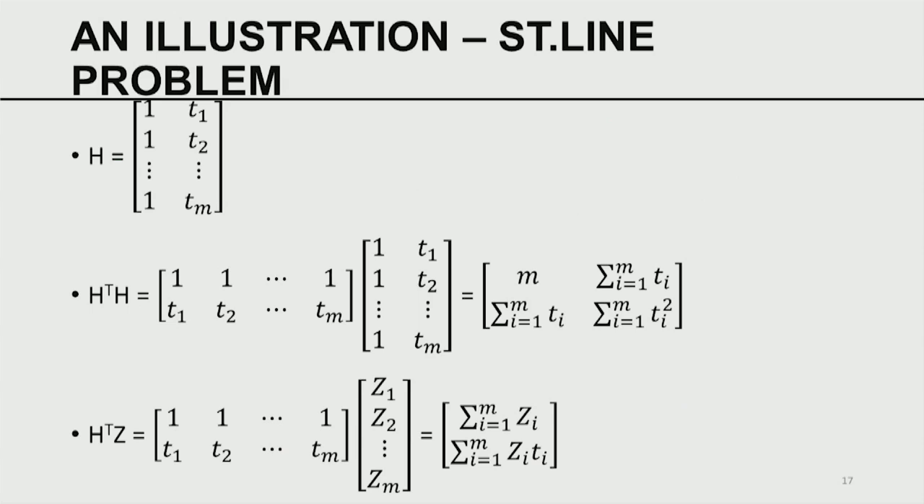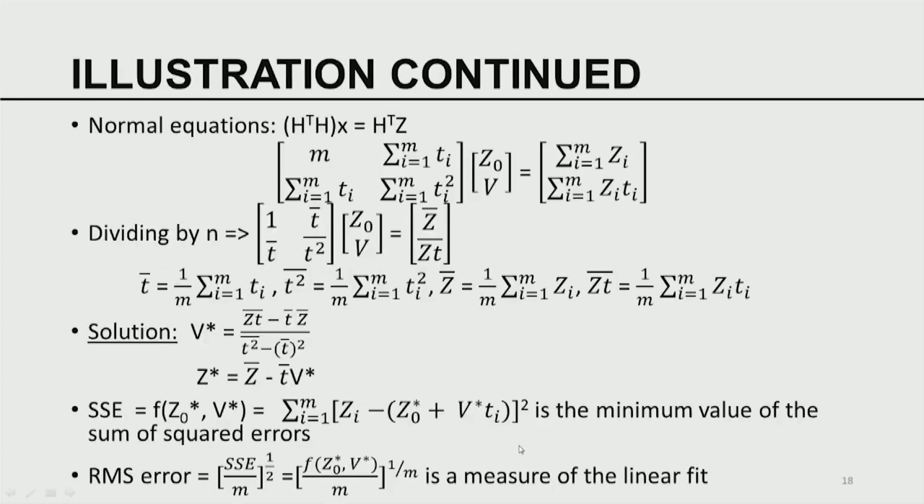An illustration: let's go back to the particle moving in a straight line. H has rows of 1, t1, 1, t2, through 1, tm. I can compute H transpose H. This is H transpose. I multiply them, I get this matrix. I have H transpose Z, I multiply this, I have this vector. So the normal equations are H transpose H x = H transpose Z, where H transpose H is this matrix, x is the column vector of z naught and V, and H transpose Z is given by this.